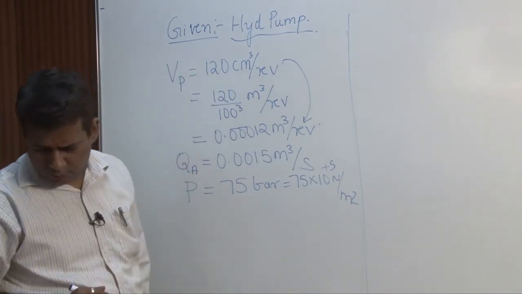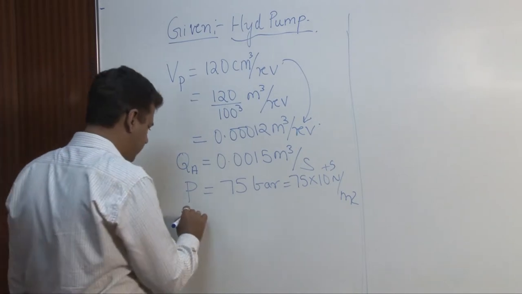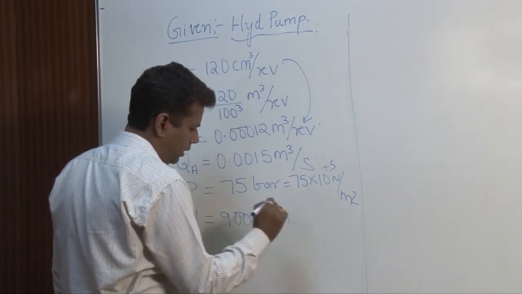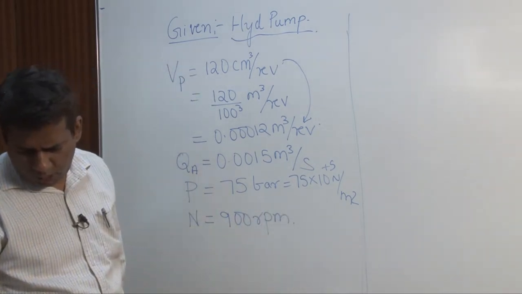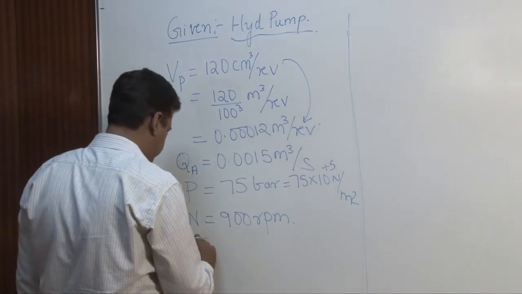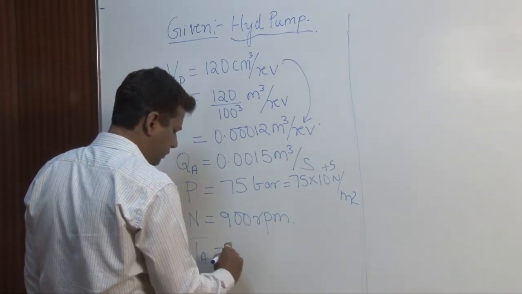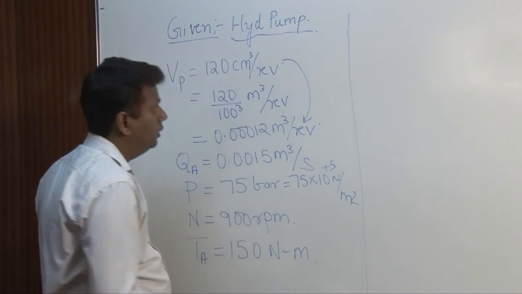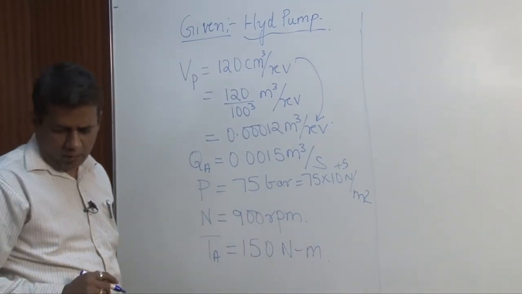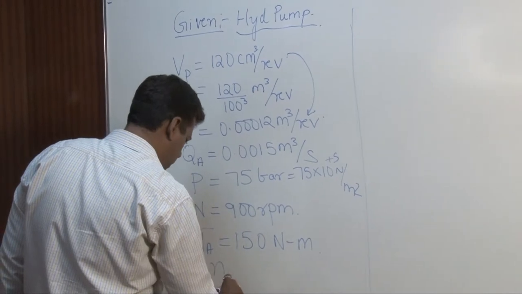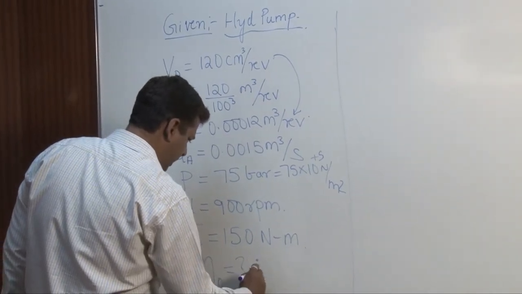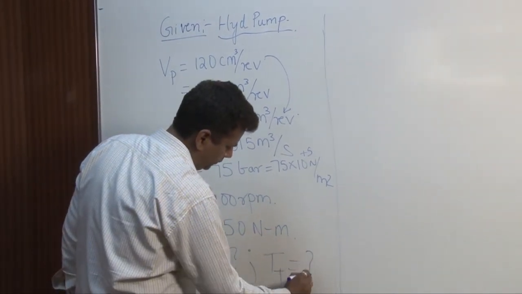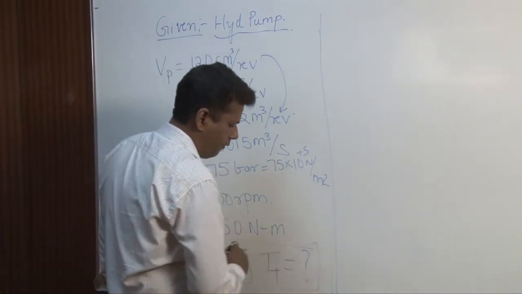And speed is 900 RPM. So, applied torque is 150 Newton meter. So, these are all the variables given. We need to find out the overall efficiency as well as the theoretical torque. So, these two we have to find out.